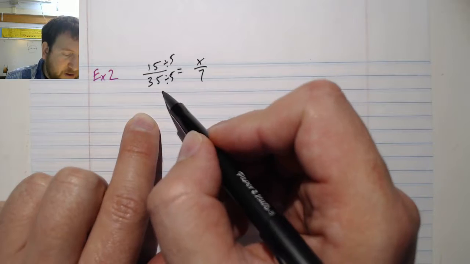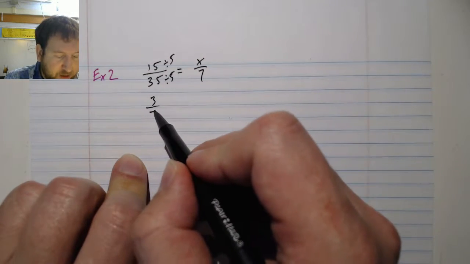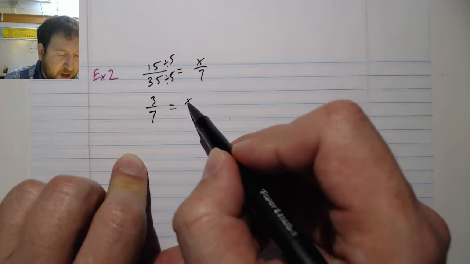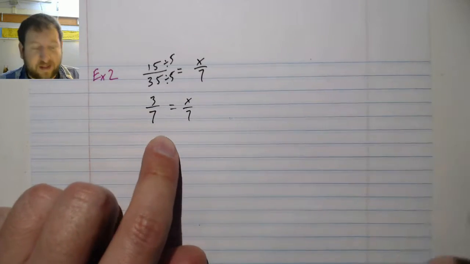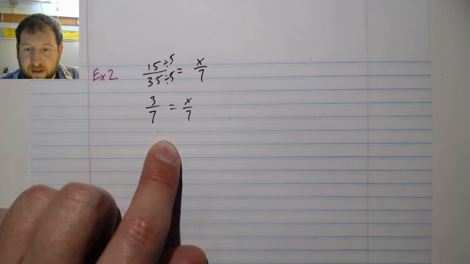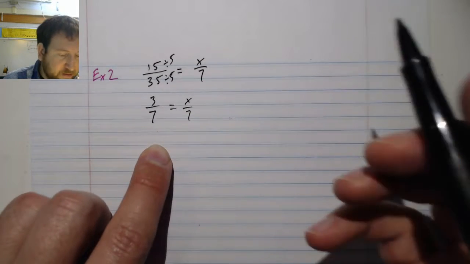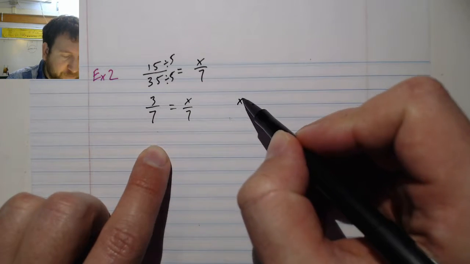So 15 divided by 5, I know is going to be 3. 35 divided by 5 is 7, which gives me x over 7. So in this case, I can see that my x is going to be, let me make sure that I'm doing this right, x is going to be 3.